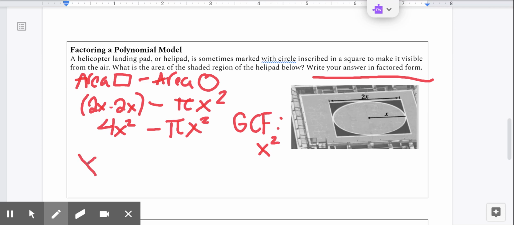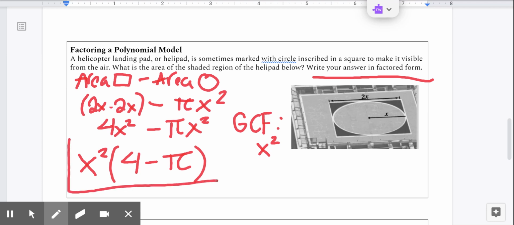So I can go ahead and pull that out as if I was undoing that distribution. And if I were to divide each term, we know that 4x squared divided by x squared would leave me with just a 4. And pi x squared divided by x squared would leave me with just that minus pi. So my final factored form then would be x squared times the quantity 4 minus pi.